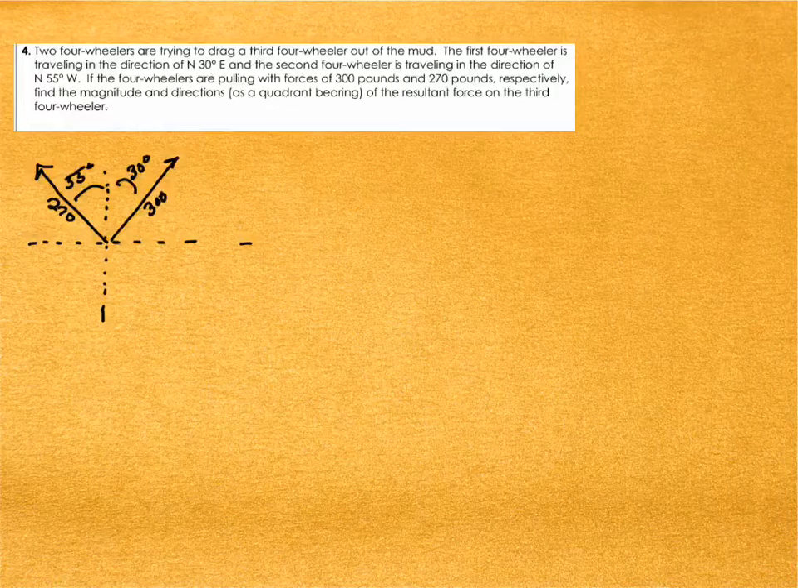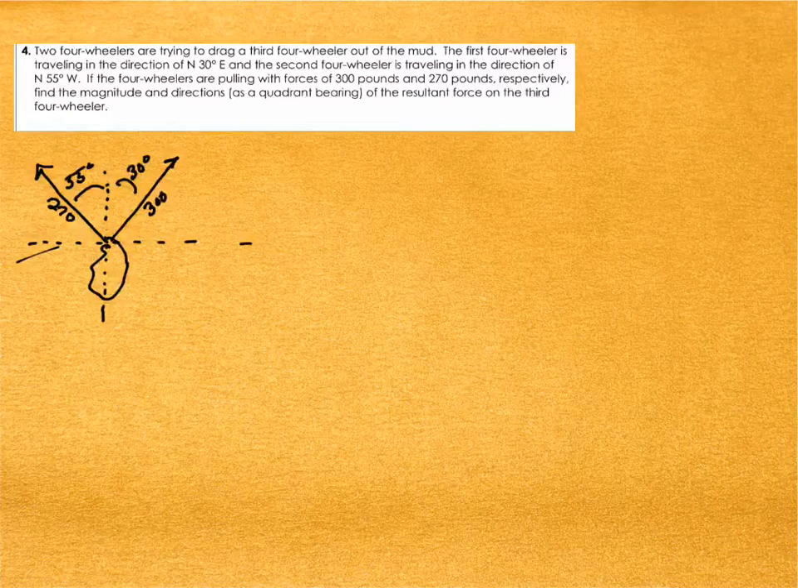respectively, find the magnitude and direction as a quadrant bearing, so that's the north, south, east, west, of the resultant force on the third four-wheeler. So here's our four-wheeler down here. All right, so vector 1, we've got to get the actual degrees from here. So we have 90 and 55. So 90 plus 55 is 145. Is that right? Let's see.